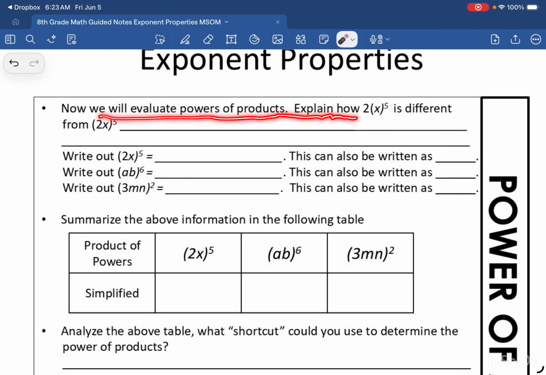First, we're going to explain how 2 times x to the 5th is different from 2 to the x to the 5th. With the first expression, the exponent is not applied to the 2. You see that because the 2 is not in parentheses. In the second expression, the exponent is applied to the 2 because the 2 is inside the parentheses.